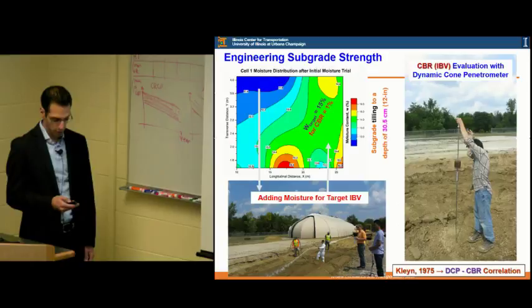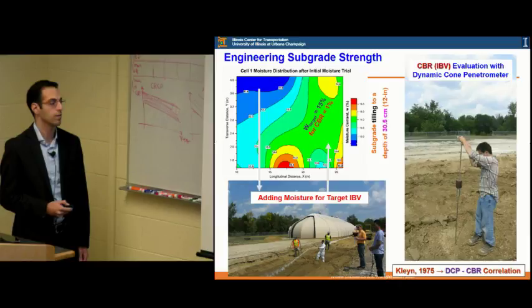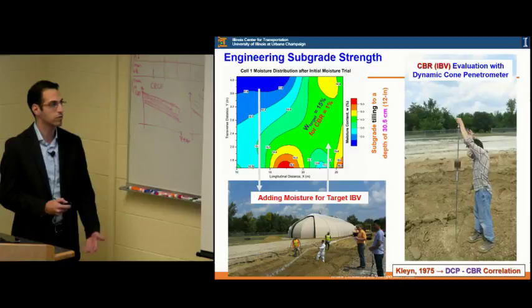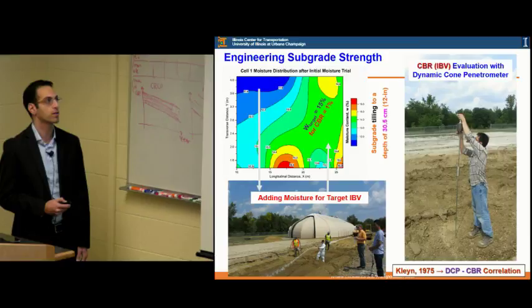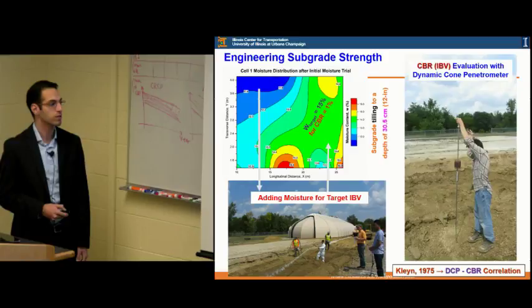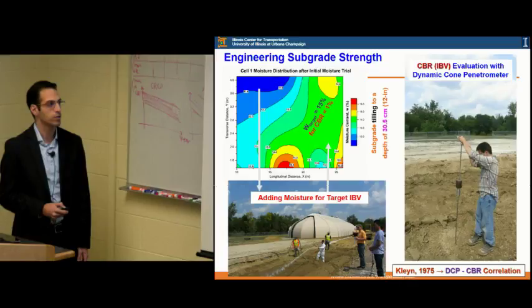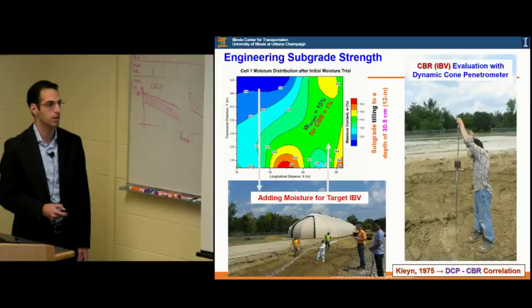Going through the different steps for the construction, the first thing was to engineer the existing subgrade to the target CBR values, or the intermediate bearing values, and this was done by moisture adjustment. So for our soil here in Atrial, we have a correlation between CBR and moisture content, so that we know that for this soil, 1% CBR corresponds to a 15% target moisture content, while 3% CBR is a 12% moisture content. So this is an iterative process where we add moisture, till the soil, roll it, and measure the penetration with a DCP, a dynamic cone penetrometer, and then correlate the DCP results to a CBR by the Klein equation, which is a well-established correlation between DCP and CBR.